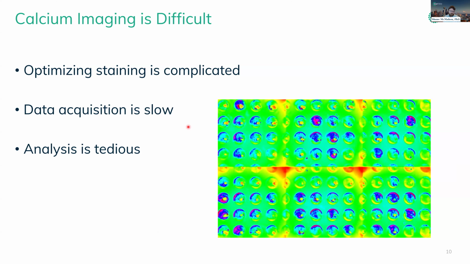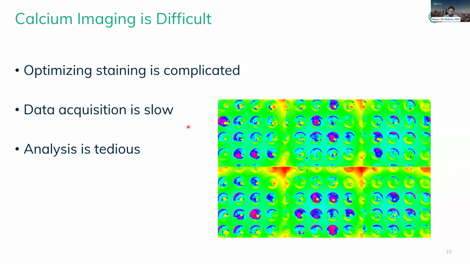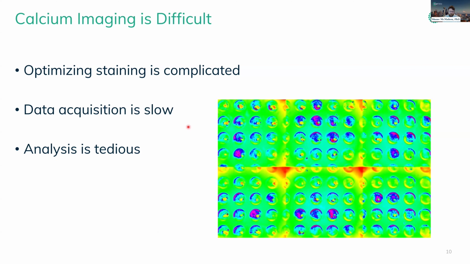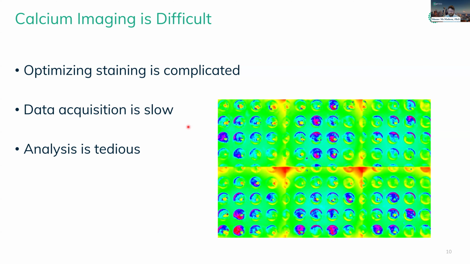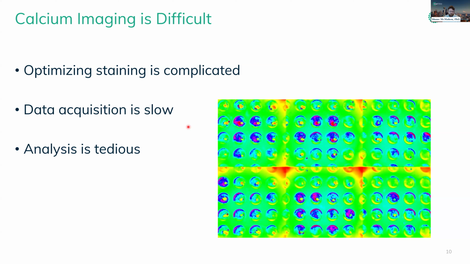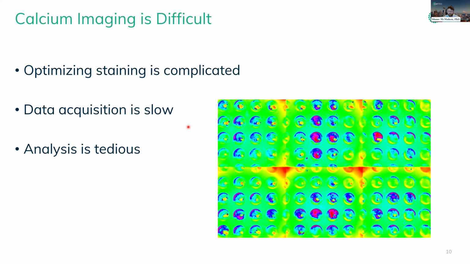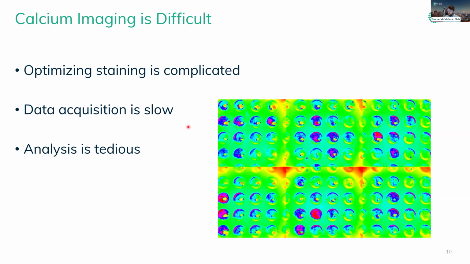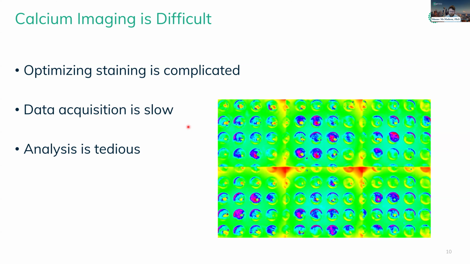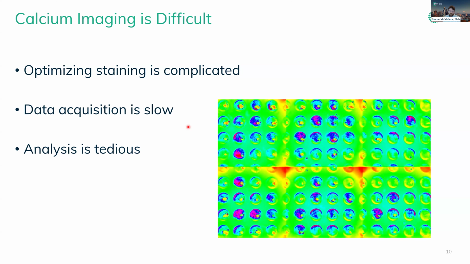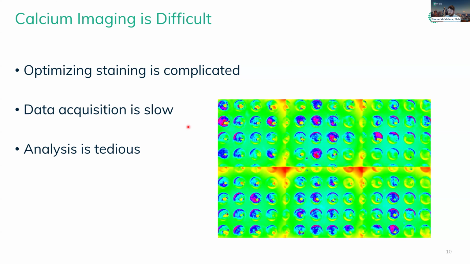I'd like to take a step back now and talk for a second about why calcium imaging is difficult. Many of you have probably performed these types of experiments before. In my experience as well, optimizing staining is complicated, data acquisition is slow, and analysis is tedious. I'd like to take a second now to ask the audience, what do you all find to be the most challenging part of your calcium imaging experiments?